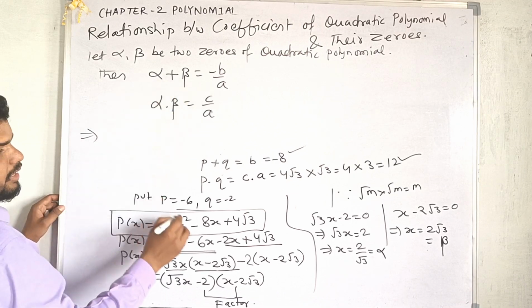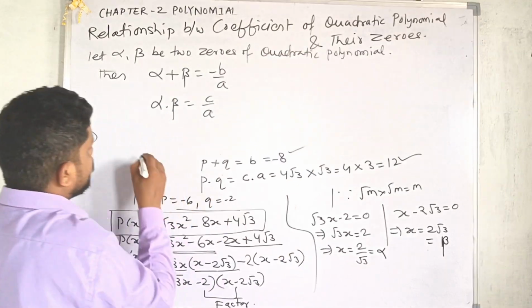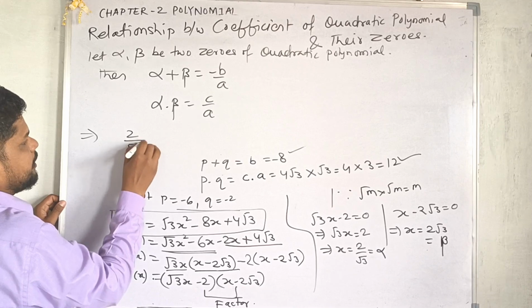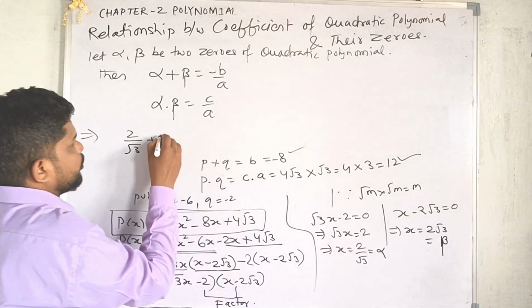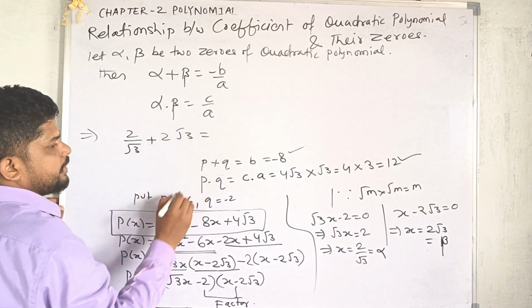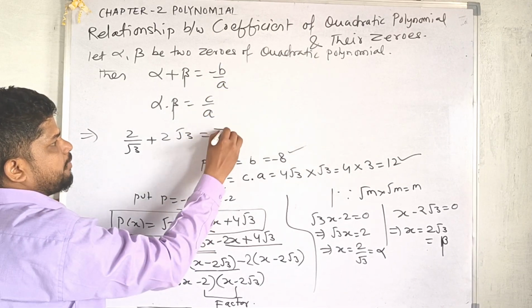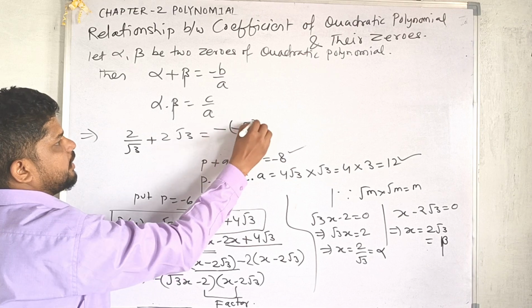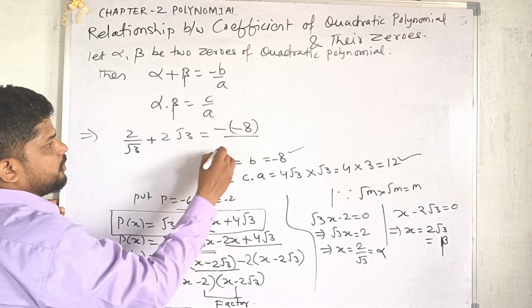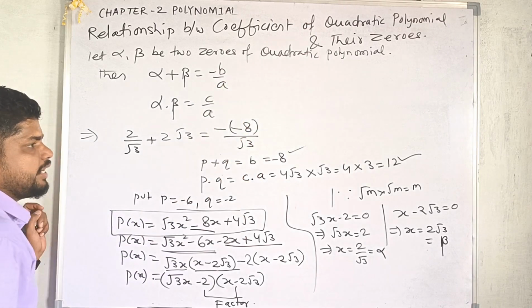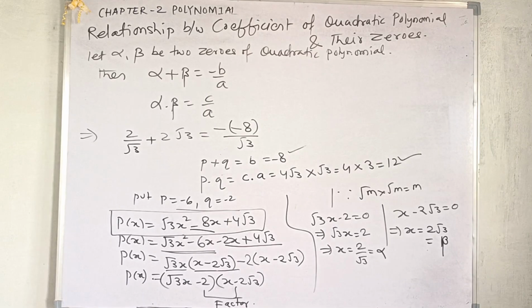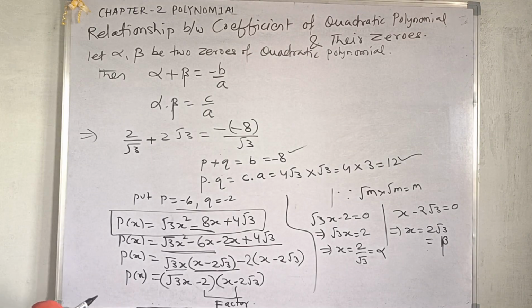So here, alpha plus beta: what is the value of alpha here? 2 by root 3, plus beta, which is 2 root 3. That should be equal to minus b by a. Minus b by a means what? Minus of minus 8, upon the value of a, which is root 3. Let's check whether it is satisfied or not.